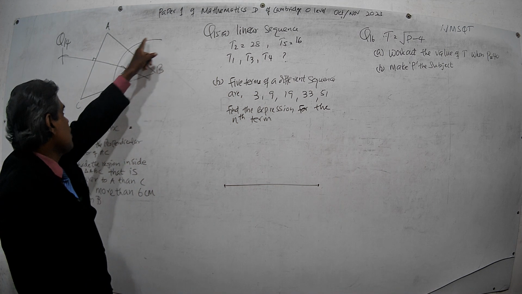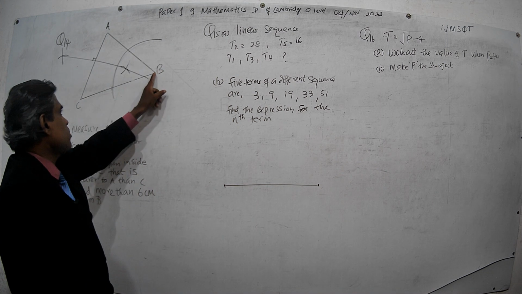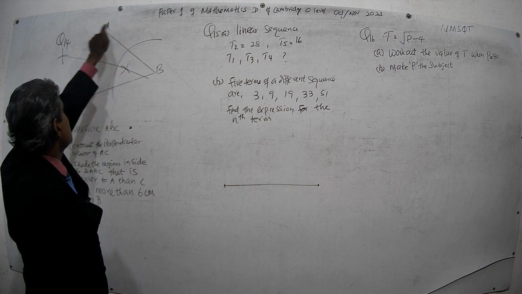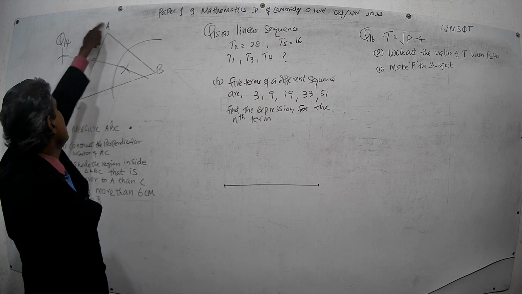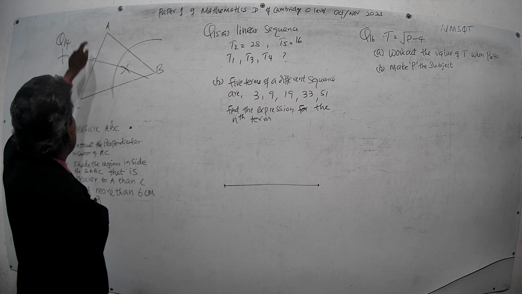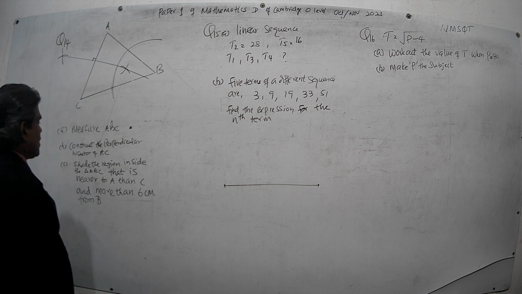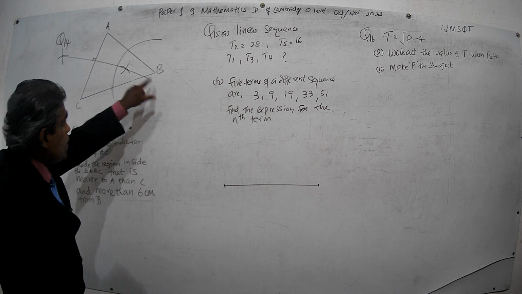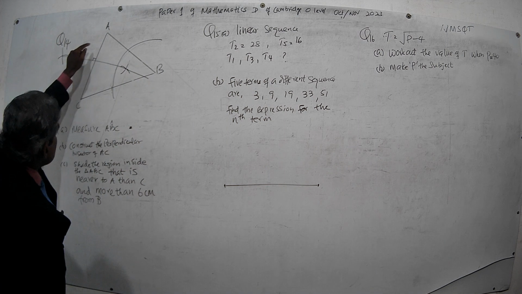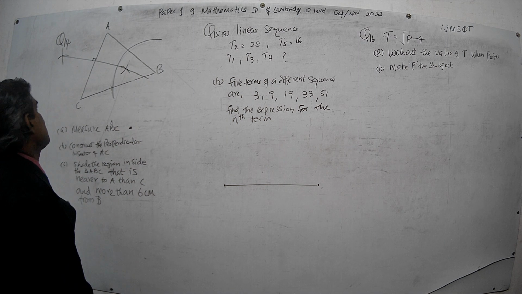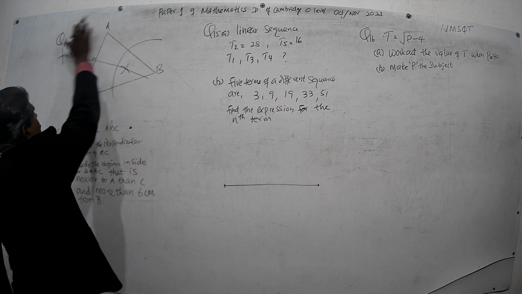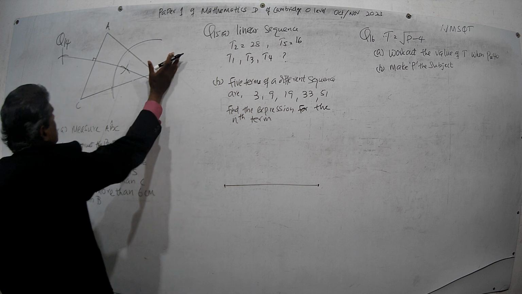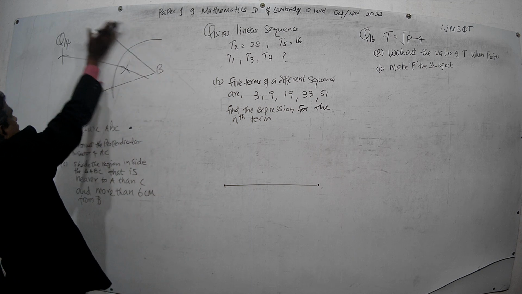Any point on this line will be exactly 6 centimeters from B. The area which is more than 6 centimeters from B means this area. If you take any point in all this area, it is more than 6 centimeters. But there's another constraint: it should be more than 6 centimeters from B and should be closer to A than C. Closer to A than C means this area. Then more than 6 centimeters from B means this area.